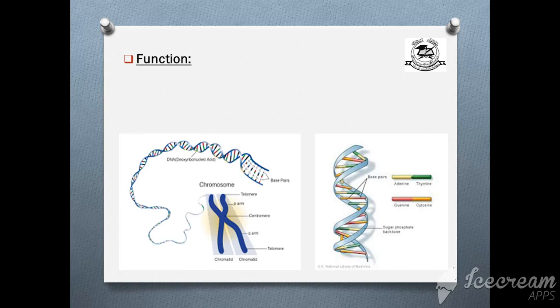Now the function. Basic function done by the chromosomes. It controls all the activities of the cell. The nucleus controls all the activities of the cell, like our brain controls all the activities of our whole body. In the same way, nucleus has the main role like brain. It controls all the activities of the cell.